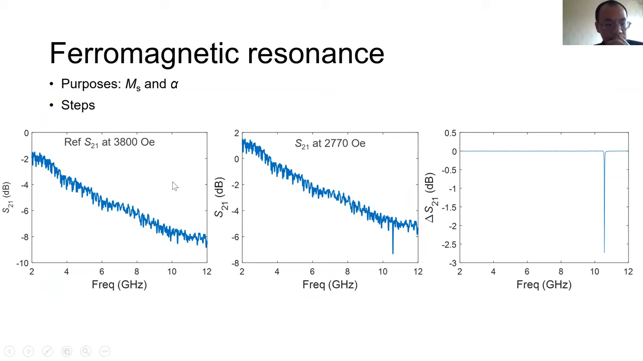The idea is like this. Firstly, we measure the S21 parameter at a very high field. Under this condition, the FMR frequency is far beyond the frequency band of interest. This response is simply due to the structure of the coplanar waveguide and the external microwave circuit.